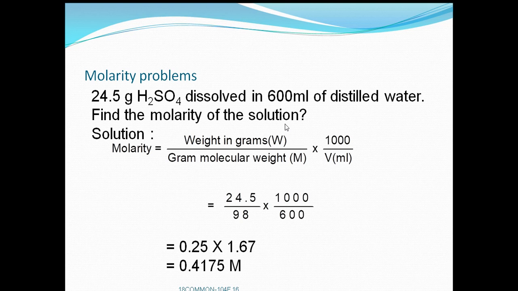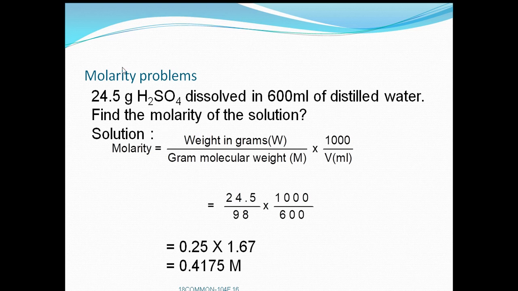Once again, I am repeating this question. Weight of the substance, how much? 24.5 grams. What is the substance? H2SO4. Dissolved in how much volume? 600 ml of distilled water. What is the question? Find the molarity of the solution.